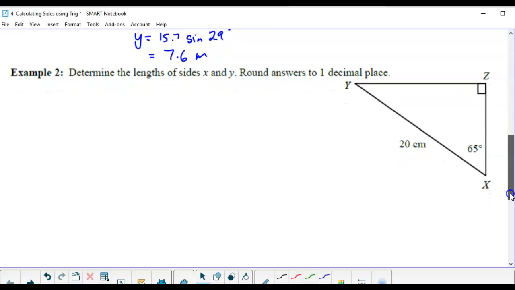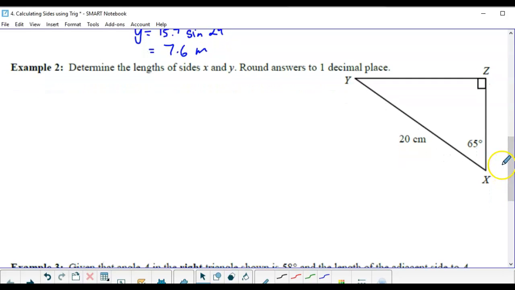So example 2, determine the lengths of sides x and y. Notice these are lowercase x and y. Lowercase x is always opposite angle capital X, so that's going to be lowercase x, and lowercase y is here, not switched around. That's a convention: if capital letters are used for the angles, then the sides are lowercase across from it. In this case, this is your hypotenuse, this is opposite, and this is adjacent.